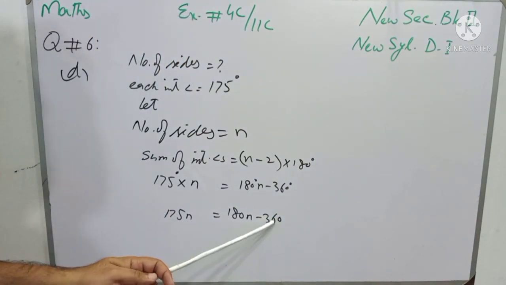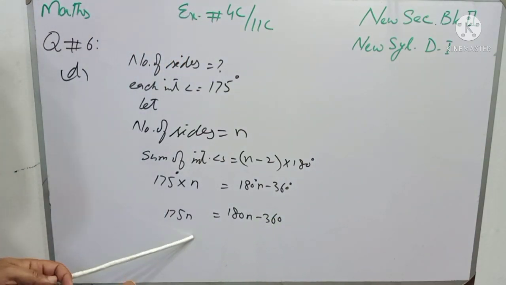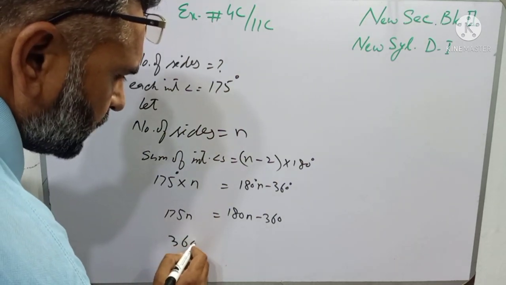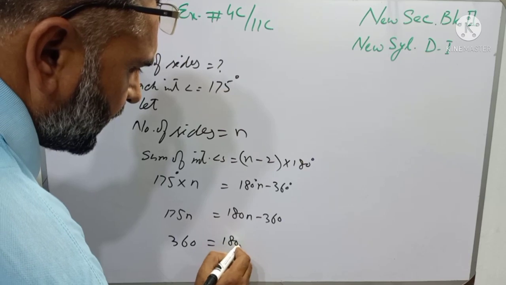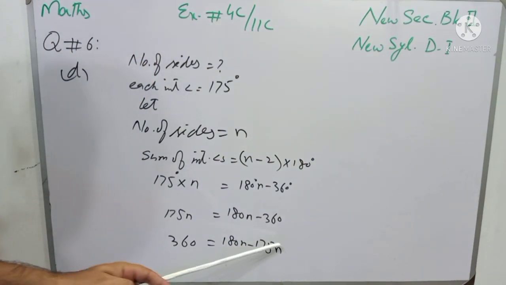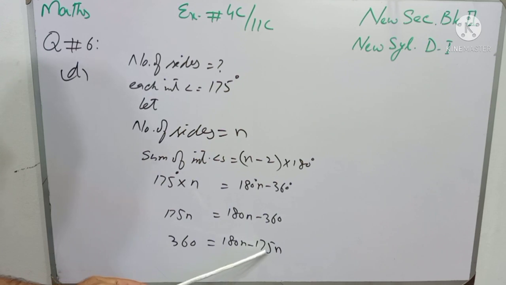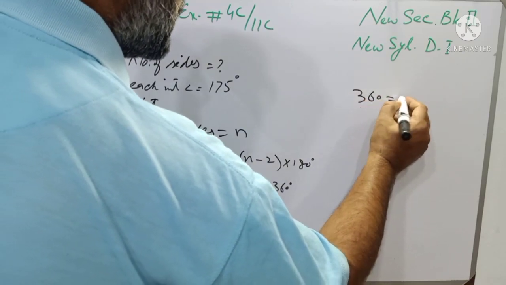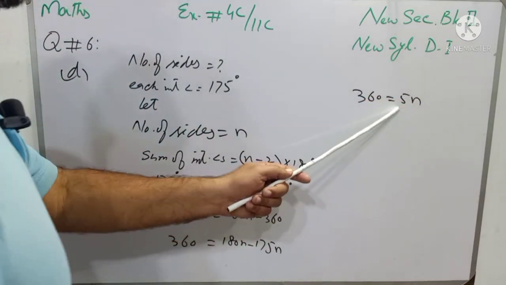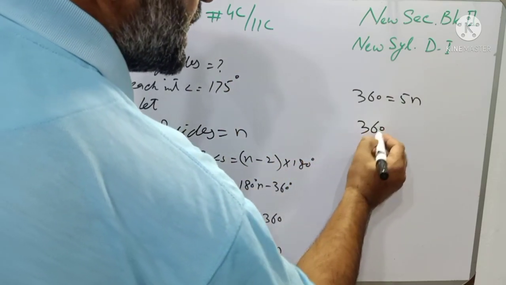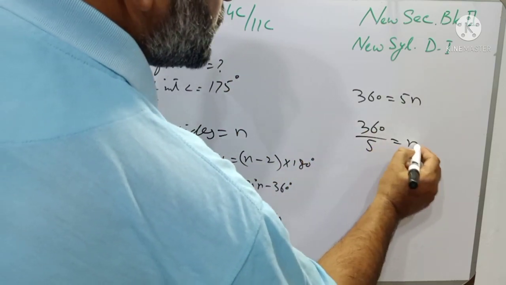360 is minus on the right side. When we transfer it to this side, it will become plus, and we will have 360 is equal to 180n minus 175n. These two terms are like terms. When we subtract 175 from 180, we will have 5. So it is written as 360 is equal to 5n, and 5 is multiplying with n. When we transfer it to the other side, it will divide. 360 over 5 is equal to n.